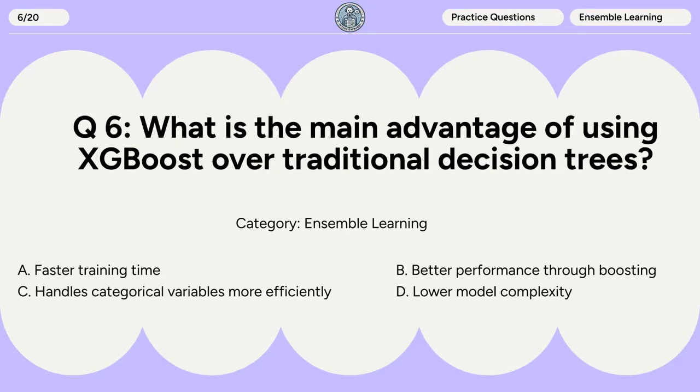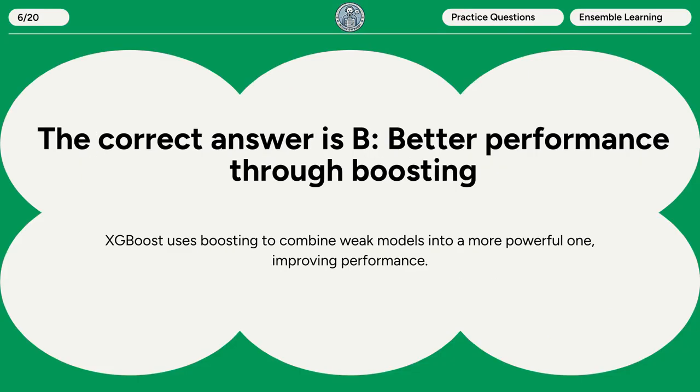Question 6. What is the main advantage of using XGBoost over traditional decision trees? A. Faster training time. B. Better performance through boosting. C. Handles categorical variables more efficiently. D. Lower model complexity. The correct answer is B. Better performance through boosting. XGBoost uses boosting to combine weak models into a more powerful one, improving performance.